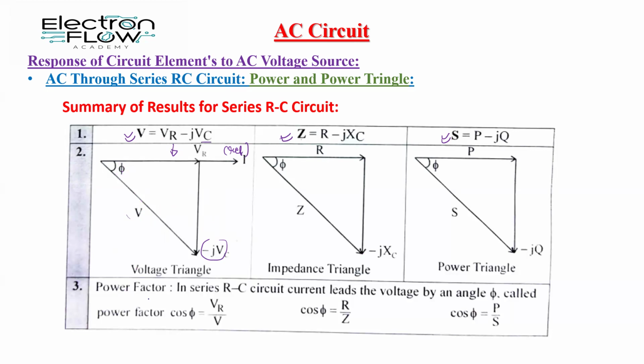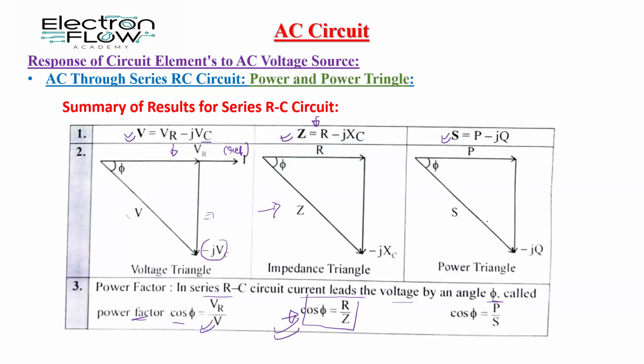In the series RC circuit, current always leads the voltage by an angle phi, whose cosine is called the power factor. If we want to calculate the power factor with the help of the voltage triangle, then the power factor is equal to VR divided by V. Secondly, in terms of the impedance equation, we get the impedance triangle. In the impedance triangle, the power factor is cos phi is equal to R by Z.